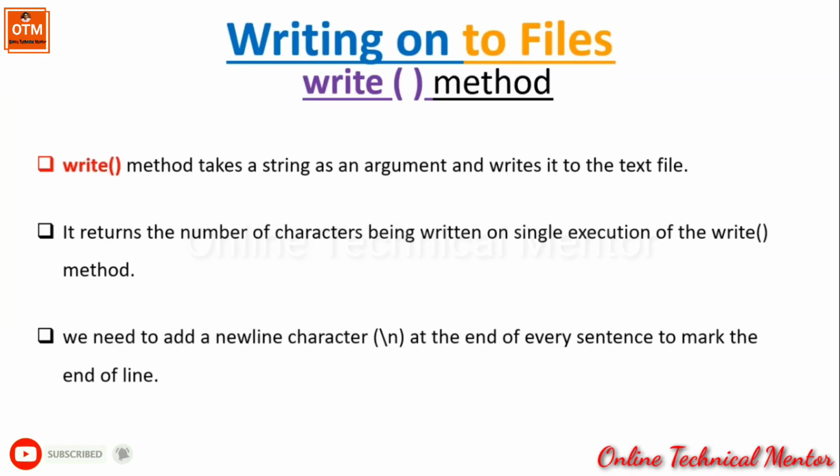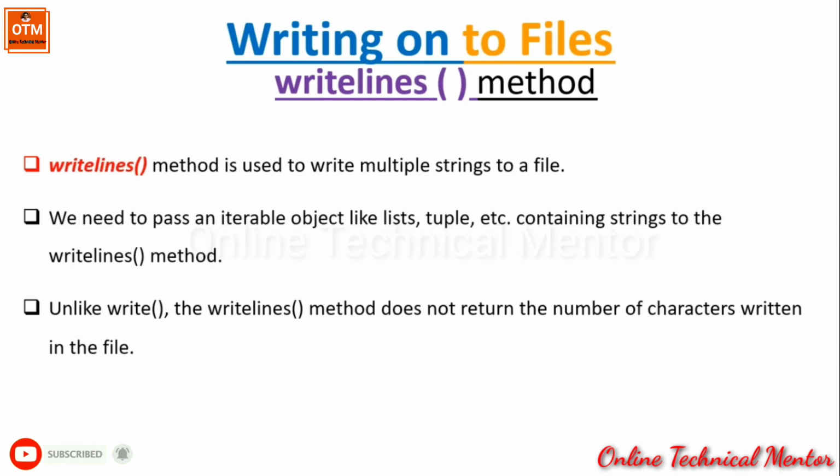The another function for writing onto the files is writelines. So this writelines function will write multiple lines at a time within a file. The writelines method is used to write multiple strings to a file. We need to pass an iterable object like list, tuple, etc. containing strings to the writelines method. Unlike write, the writelines method does not return the number of characters written in the file. So writelines method does not return anything.